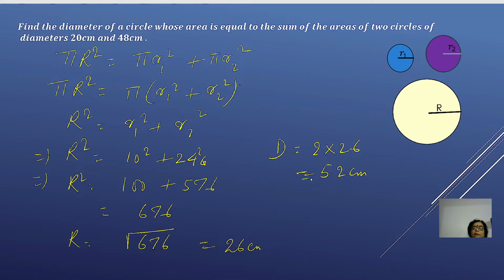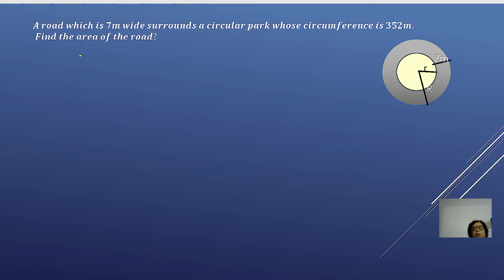I hope it is clear. So this way, if we solve it, that is first simplify the formula and then put the values, it makes the work easy. The next question is, a road which is 7 meter wide surrounds a circular park whose circumference is 352 meter. Find the area of the road.